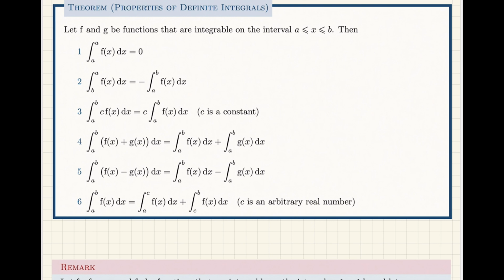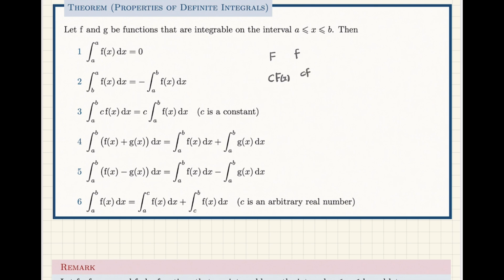Why? Because, for example, let capital F be a primitive function for little f. Do you remember I told you that a primitive function of a multiple of that function would be c times f? Now assume that capital F is a primitive function of f. We learned that c times capital F is a primitive function for c times f.